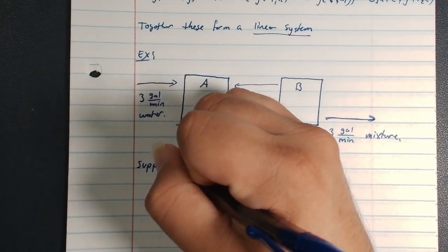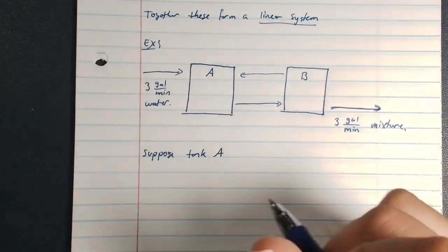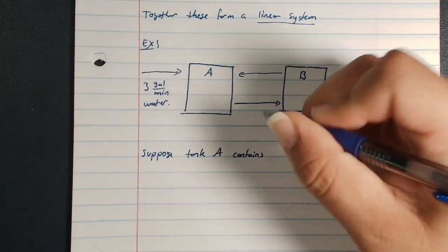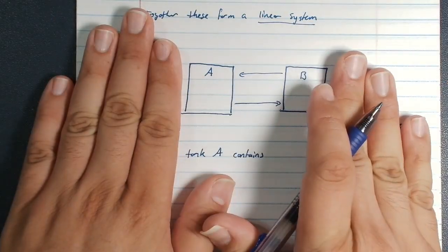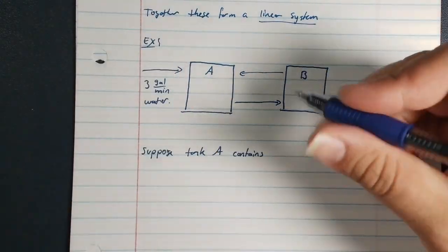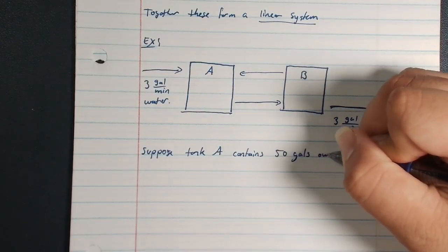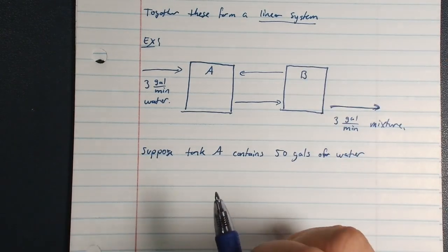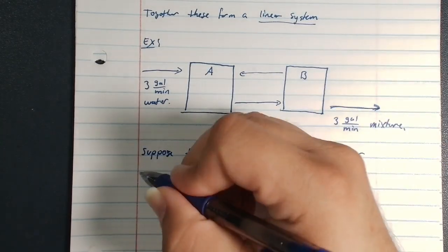Suppose tank A contains 50 gallons of water at the start, before we start the system. Before we started pumping things in or out, we're starting off with 50 gallons. And that's not pure water. We're going to go ahead and mix some salt in there. So we're going to put in 25 pounds of salt.